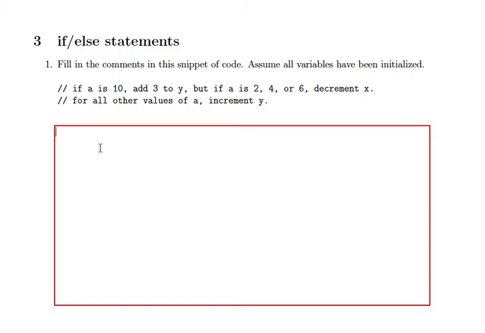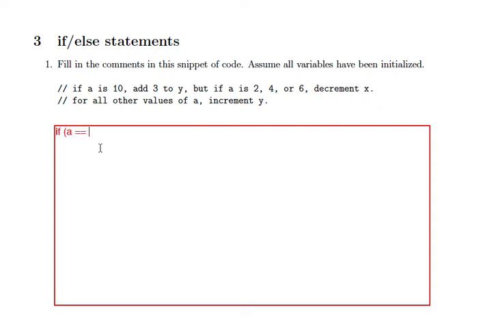If A is 10, add 3 to Y. But if A is 2, 4, or 6, decrement X. For all other values of A, increment Y. Okay, so this is definitely an if-else-if statement. Let me fill in the if structure first, and then I'll fill in the rest.